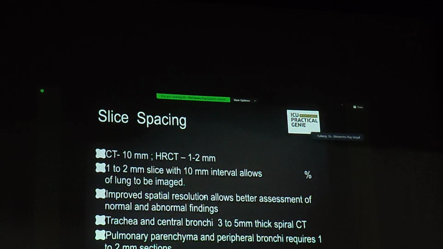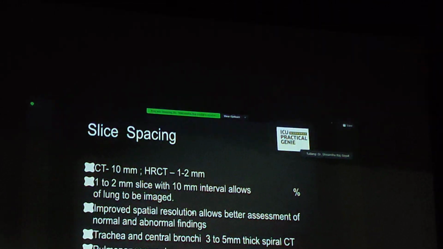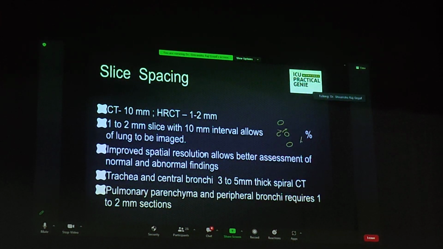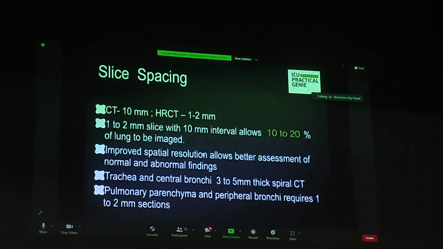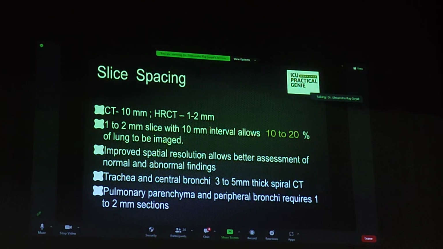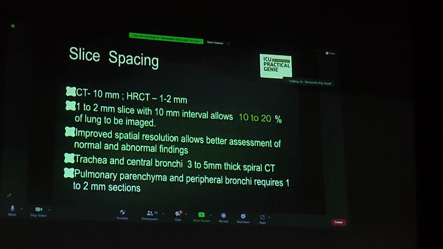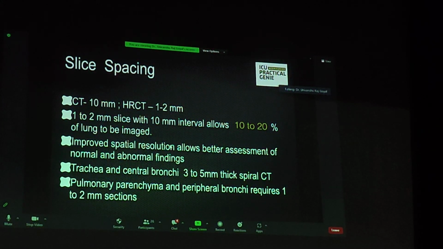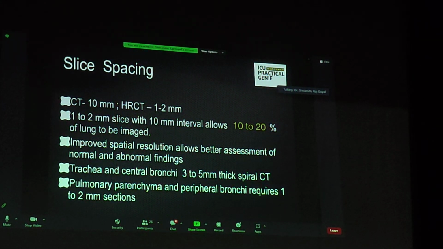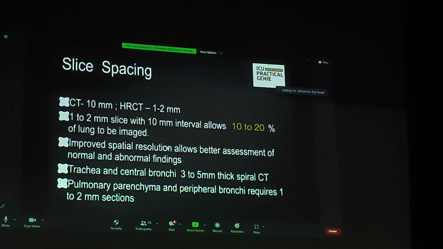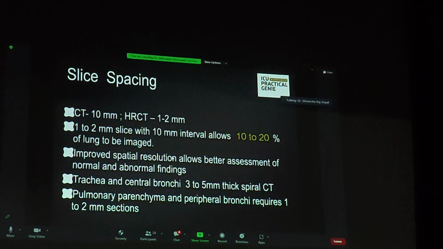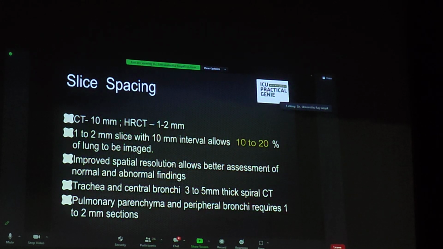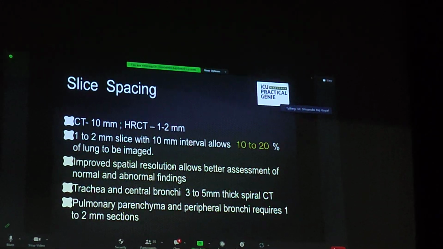So if anybody could guess, the amount of lung scanned on an HRCT is only 10 to 20% of the entire lung while doing an HRCT. And an NCCT actually gives you the entire overview of the lung, right from the lung apex to the base. That is the reason you have to decide whether to order an HRCT or an NCCT on a case-to-case basis. Not every patient needs an HRCT.